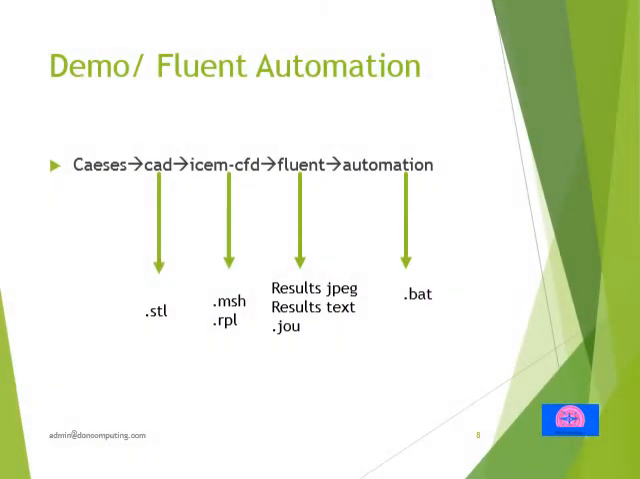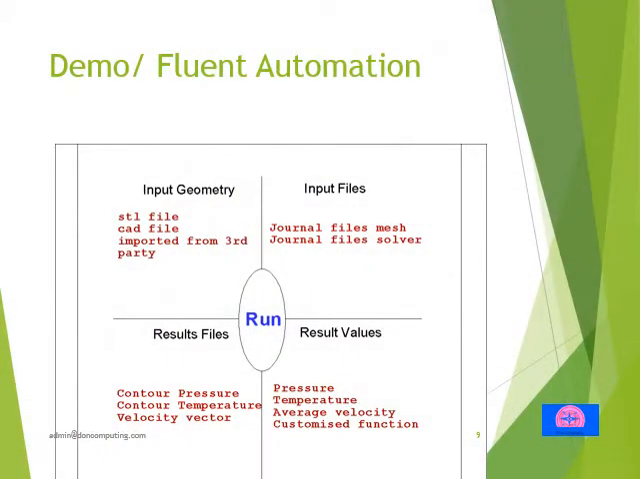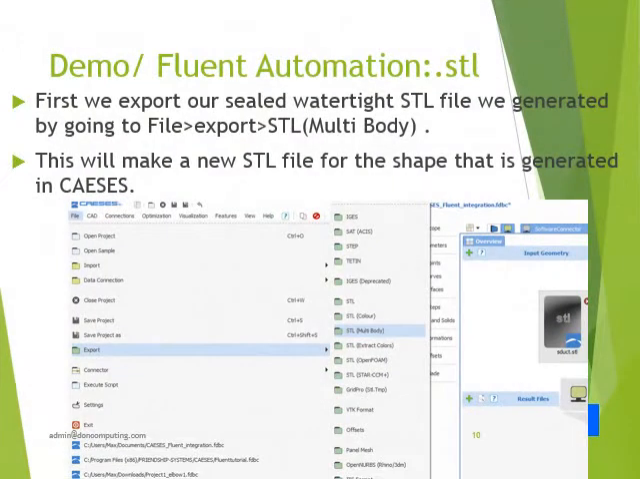You have seen the 4 blocks that need to be filled in the Caeses software. These are the source of the files which you already know. We are showing only the ICEMCFD route to mesh this time. Top right: there are 2 text journal files, one from ICEMCFD and another from Fluent. Top left is for the STL CAD file. Either you can create it here or import it from any third-party software. We make the STL file and export it as multibody as shown.